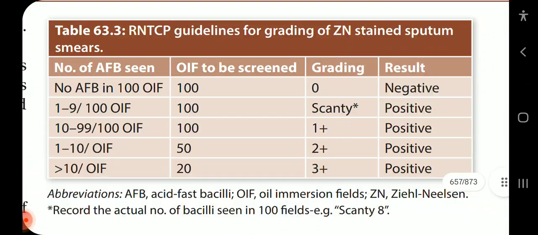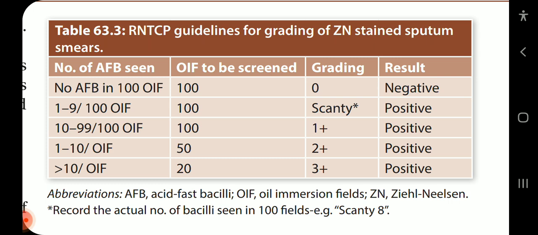Now this is the RNTCP guideline for grading of the Zn stained sputum smear, based on the number of bacilli in oil immersion fields. If 100 fields are screened and there is no MTB present, the grading is 0 and the result is negative. If 1 to 9 bacilli are present per 100 oil immersion fields, then the grading is referred to as scanty, and we can also write the number of bacilli seen, and the result is positive. If 10 to 99 bacilli are present per 100 oil immersion fields, then the grading is 1 plus and the result is positive.